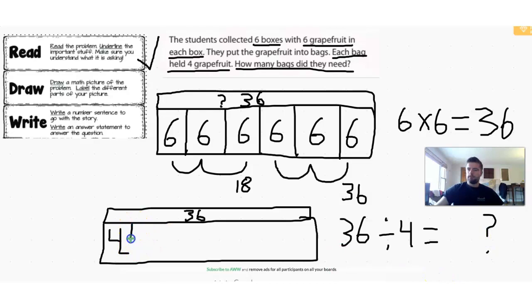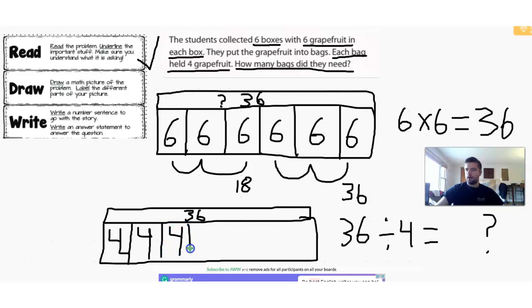So 4, let's make a little line there. 4 in the first bag, 4 in another bag. We're up to 8 if we're counting by 4s. Another 4 gets us to 12. Another 4 gets us to 16.